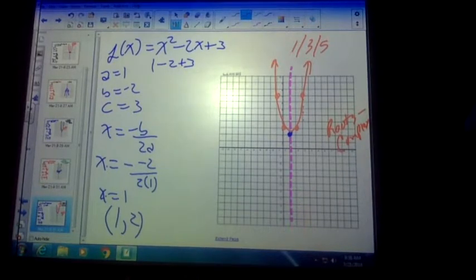So a complex number is if you were to try and solve it, you would get a square root of a negative number. And at this point, you've known that a square root of a negative number doesn't exist.